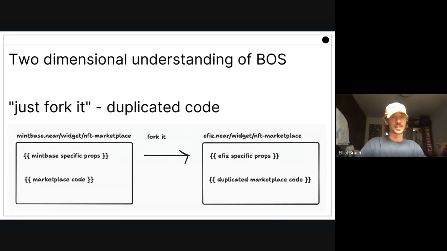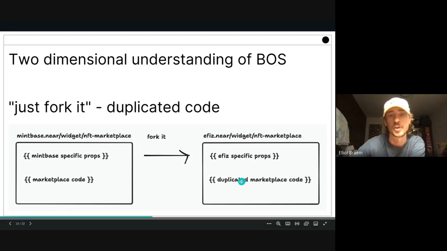Currently, the process for widgets and composing widgets together is you just fork it, and that can lead to duplicated code. So for example, Mintbase has an NFT marketplace, and one solution for implementing that marketplace is you would fork it. You would modify the props in your forked widget itself, and then you would have all this duplicated market code that has carried over from the original one.